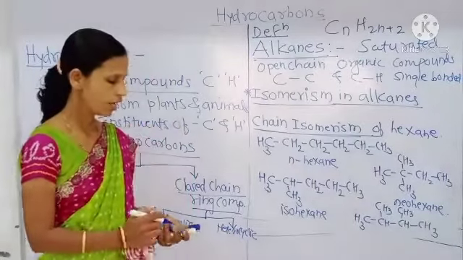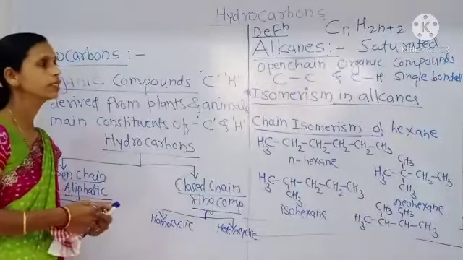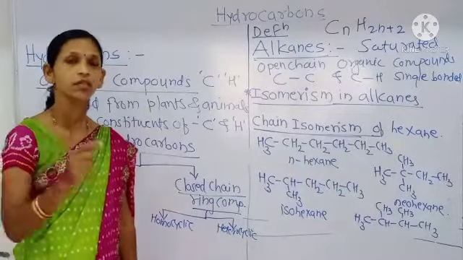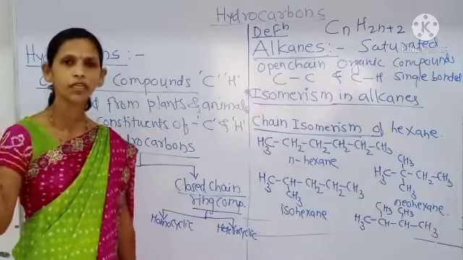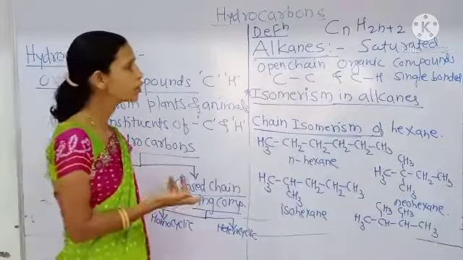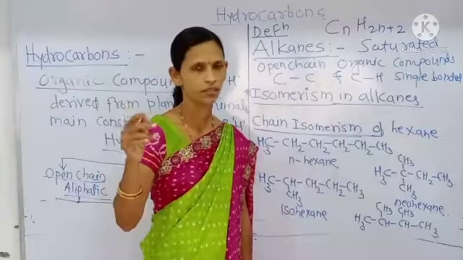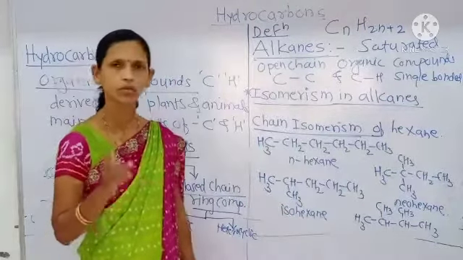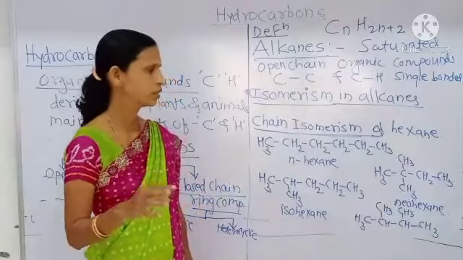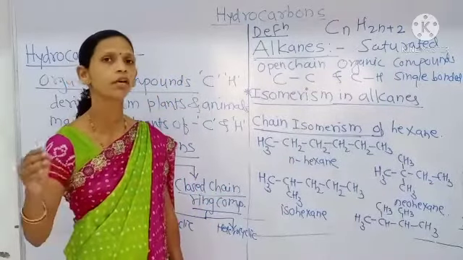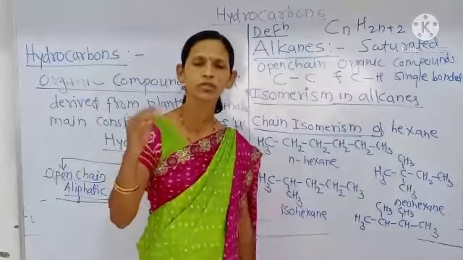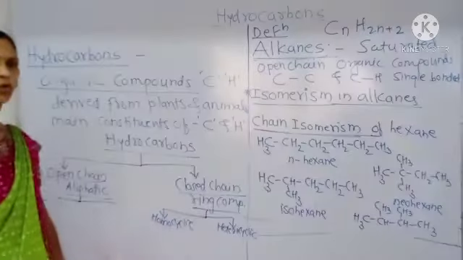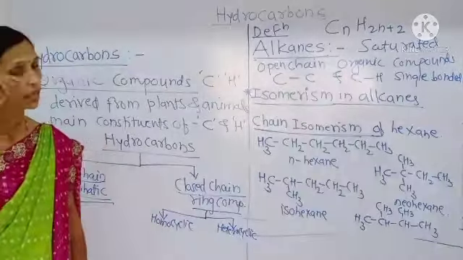That is about the isomerism exhibited by the alkanes. As the molar mass increases and the number of carbon atoms in the chain increases, the number of isomers also increases. That means butane shows two chain isomers, pentane shows three isomers, hexane shows four isomers. Similarly, higher alkanes show more isomers. That is about the isomerism in alkanes.